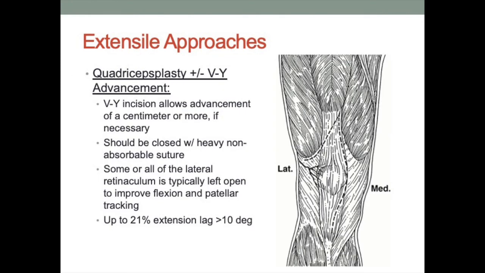The next is the quadriceps plasty with a VY advancement. It's essentially that medial parapatellar arthrotomy and then an inverted V that goes down below the vastus lateralis, and then you can flip open that whole extensor mechanism, and then you can always lengthen the quadriceps tendon with a VY advancement if needed on the closure.